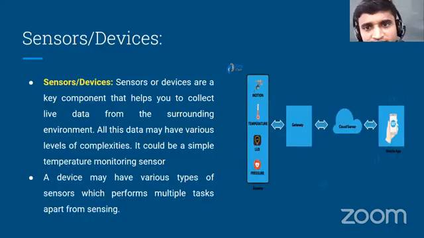In simple terms, the sensor is the key device that helps you collect live data from the surrounding environment. There are lots of various types of sensors that perform multiple sensing tasks. Some basic examples are pressure, temperature, and motion; all of these we can categorize as sensors. In IoT devices, when we talk about the practical things, it means what kind of observations you have to make.